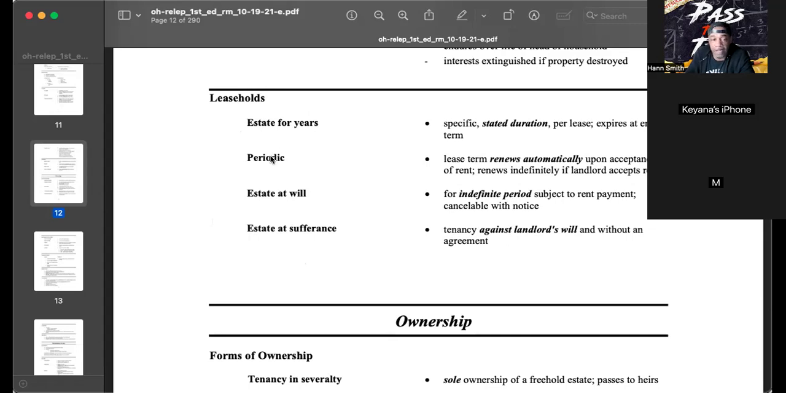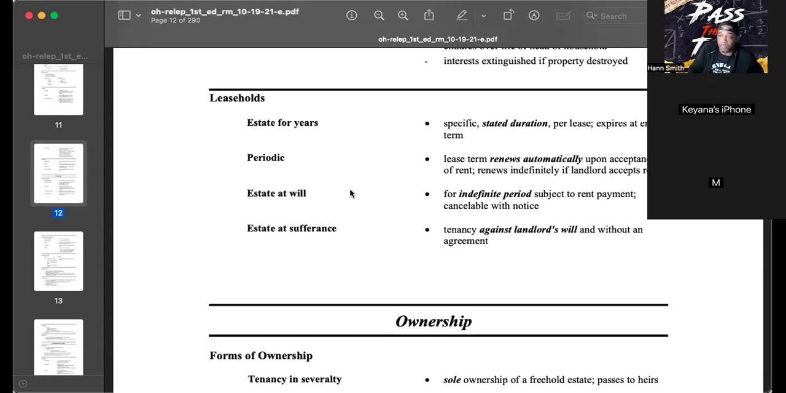All right. Periodic lease is a lease where the terms renew automatically upon the acceptance of rent, and it renews indefinitely if the landlord accepts the rent. That's a month-to-month lease. All right. So if in the question it sounds like a month-to-month lease, then the answer is a periodic estate.